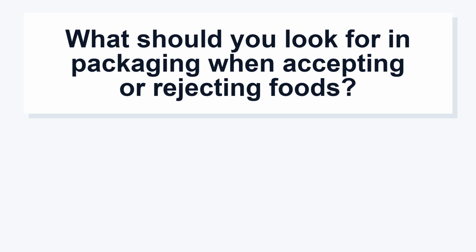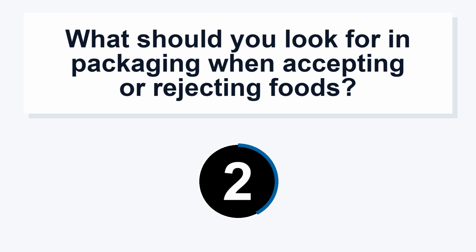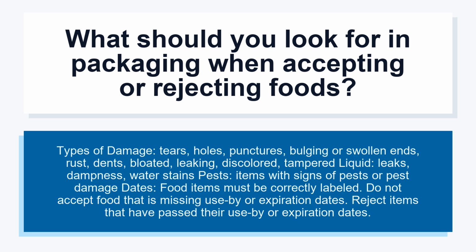What should you look for in packaging when accepting or rejecting foods? Types of damage: tears, holes, punctures, bulging or swollen ends, rust, dents, bloated, leaking, discolored, tampered, liquid leaks, dampness, water stains, pests, items with signs of pests or pest damage. Food items must be correctly labeled. Do not accept food that is missing use-by or expiration dates. Reject items that have passed their use-by or expiration dates.